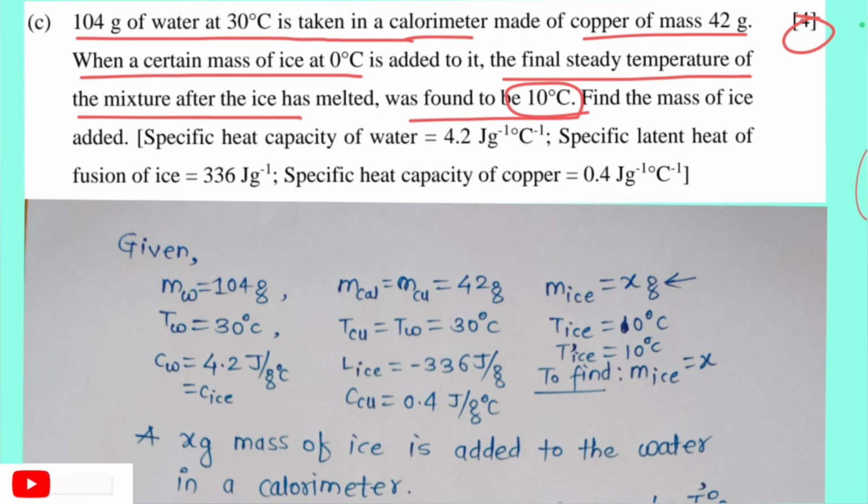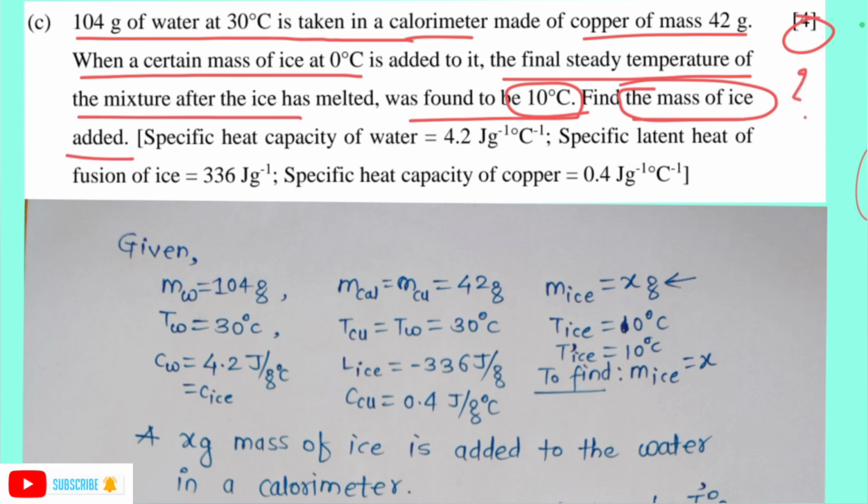So it will be the temperature of the water, the temperature of that particular calorimeter, and the temperature of that ice, or whatever water is going to melt. Now we have to find the mass of ice, that is unknown. So we are going to find it.